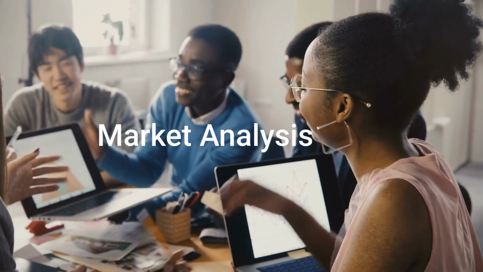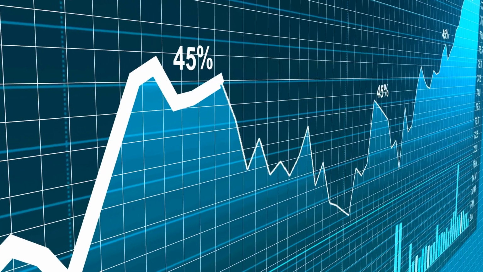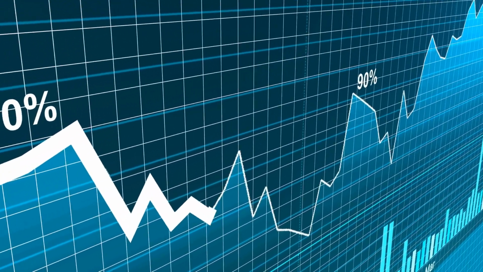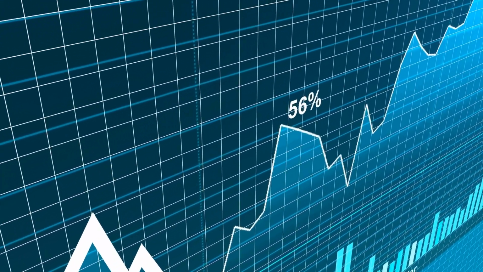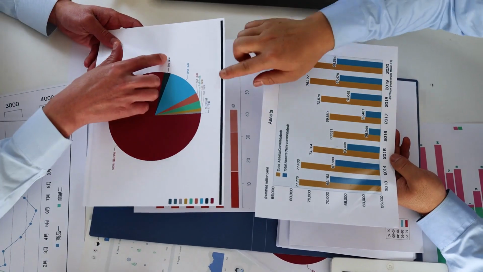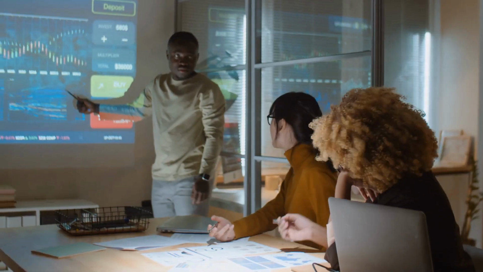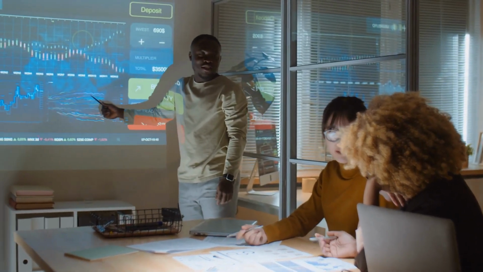3. Market analysis. Describe the overall market size and growth potential. Analyze your target market demographics and needs. Identify your main competitors and their strengths and weaknesses.